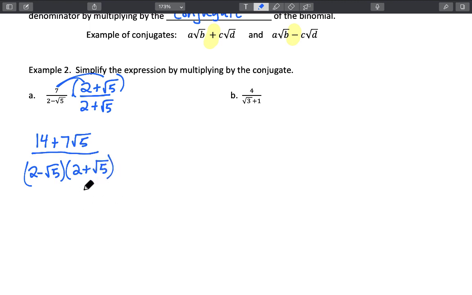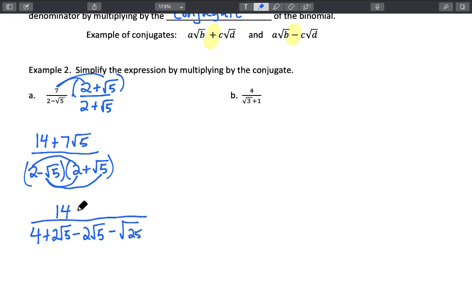All right, so when we multiply conjugates, we have to use that distributive property, or that foiling. So we're going to do 2 times 2, and that's going to give me 4. 2 times a positive root 5, that's plus 2 root 5. A negative root 5 times that 2, so that's minus 2 root 5. And then I have a negative root 5 times a positive root 5. So that's negative square root 25. All right, now this is my entire denominator. Remember, my numerator up here is 14 plus 7 root 5.